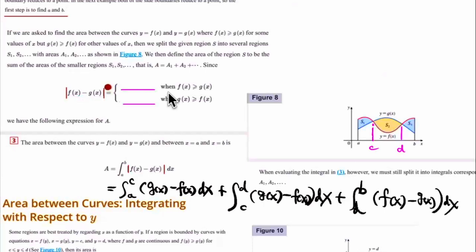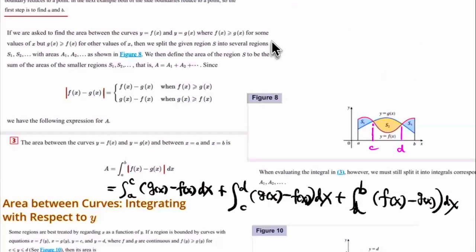Notice that this absolute value over here, when f is greater than or equal to g, it's just f minus g. When g is greater than or equal to f, then it's the opposite.